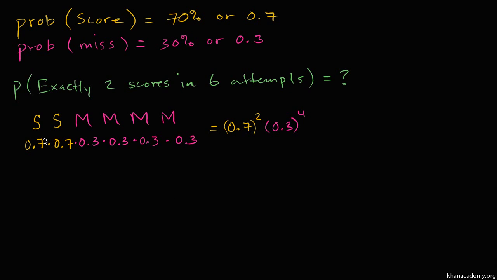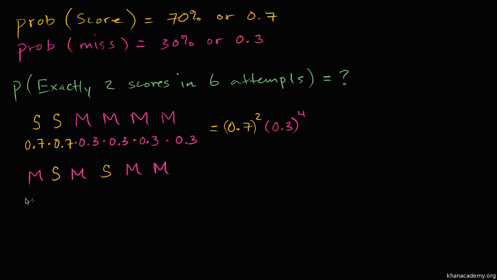Now, is this the only way to get 2 scores in 6 attempts? No, there's many ways of getting 2 scores in 6 attempts. For example, maybe you miss the first attempt, and then you make the second attempt, you score. Then you miss the third attempt, and then let's say you make the 4th attempt, and then you miss the next 2. So then you miss and you miss. This is another way to get 2 scores in 6 attempts. And what's the probability of this happening? Well, as we'll see, it's going to be exactly this. It's just we're multiplying in different order.